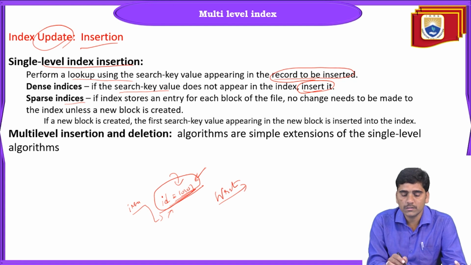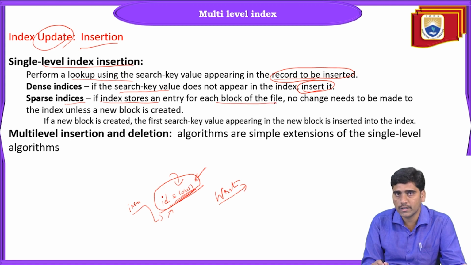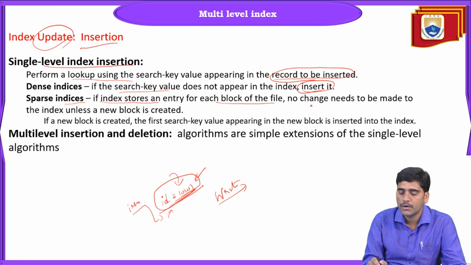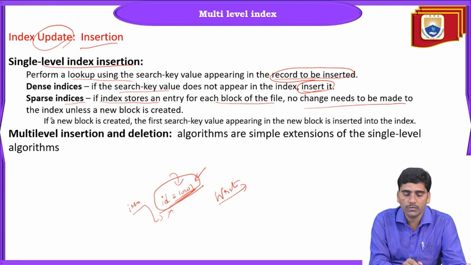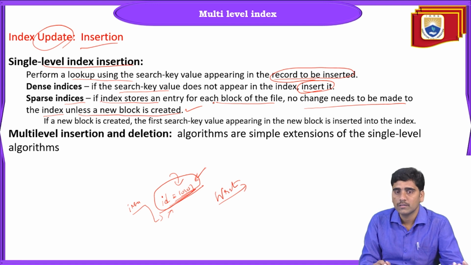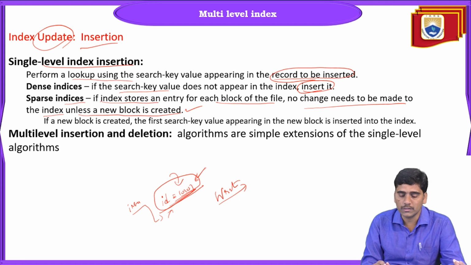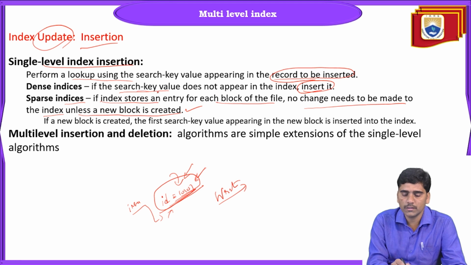And for sparse indices, if the index stores an entry for each block of the file, no change needs to be made to the index unless a new block is created. So that is what we are telling. If a value is already inserted with the same ID, it is not allowed to enter new values, but it is allowed to update your values.